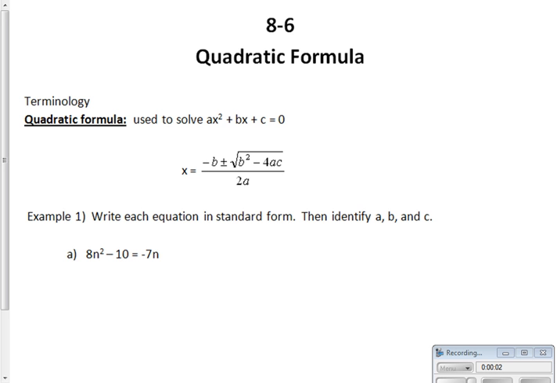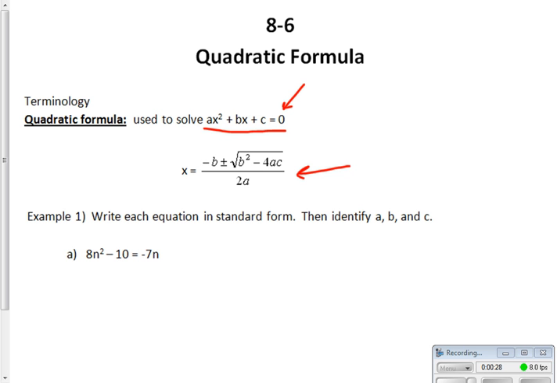Lesson 47 covers the quadratic formula. For the quadratic formula, you'll use your equation in standard form, ax squared plus bx plus c. Once you have it in standard form and you set it equal to 0, you can determine your a, b, and c values and input them into your formula here: x equals negative b plus or minus the square root of b squared minus 4ac, all over 2a.